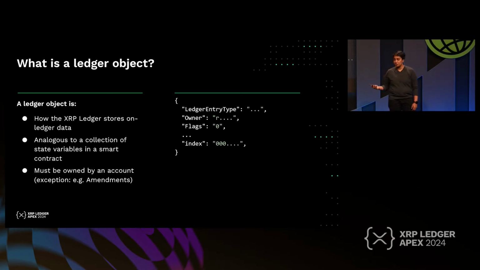Next, what is a ledger object? A ledger object is how the XRPL stores our ledger data. It's sort of analogous to a collection of state variables in a smart contract. And other than a few exceptions, it must be owned by an account. And we've got an example of what that looks like over here.